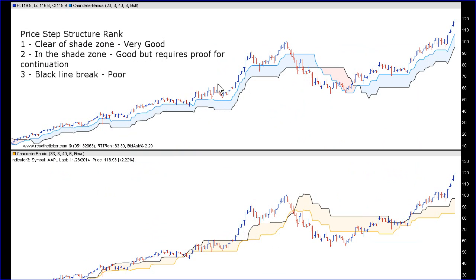First point is that if price is stepping higher and it is clear of the shaded area, this is a weekly chart, remember, then you would grade your architecture and price action as very strong. When price falls into the shaded area, especially for the first time, it's good, but requires proof for price continuation.